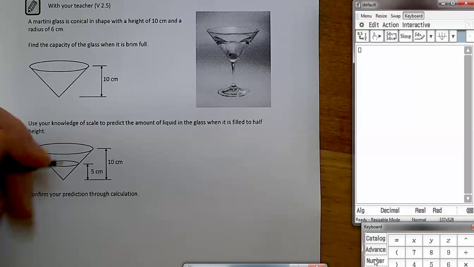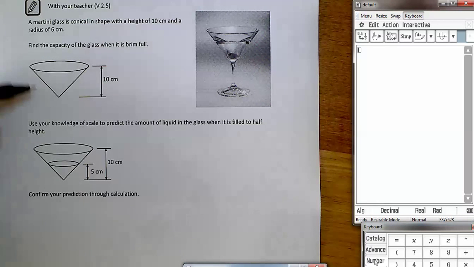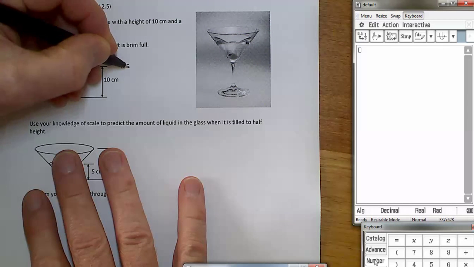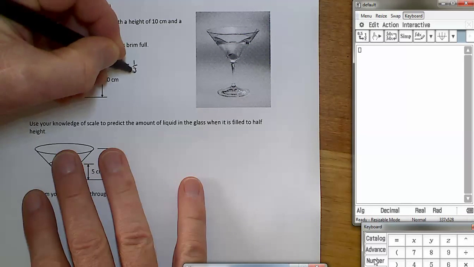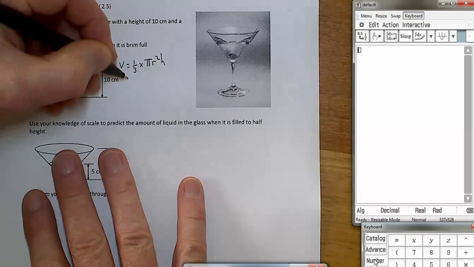Some more questions about the effect of a scale factor increase on area and volume. In this case here we've got a martini glass. It's conical in shape, and we're asked to work out the capacity of the glass when it's brim full to the top. So being a cone, the formula is V equals 1/3 times pi r squared h.